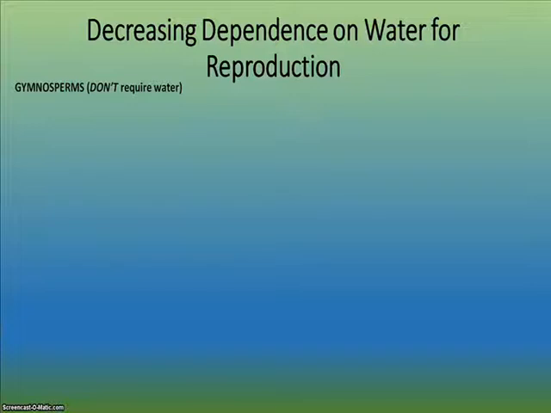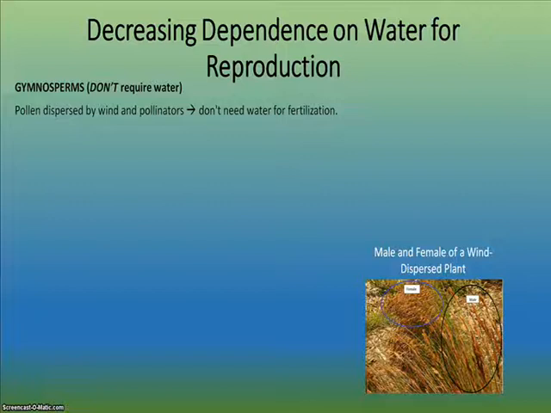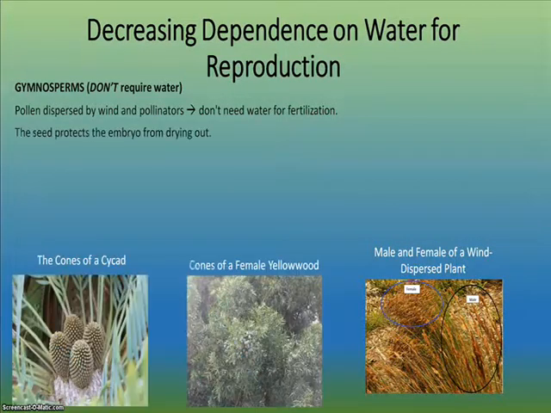Gymnosperms do not require water. Pollen is dispersed by wind and pollinators, and so they do not need water for fertilization. The seed protects the embryo from drying out. The seed gives nutrients as well to the embryo, which helps early plant growth.